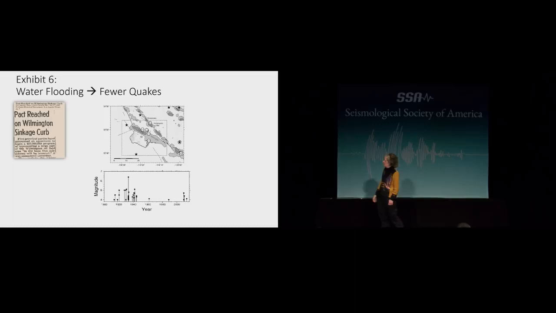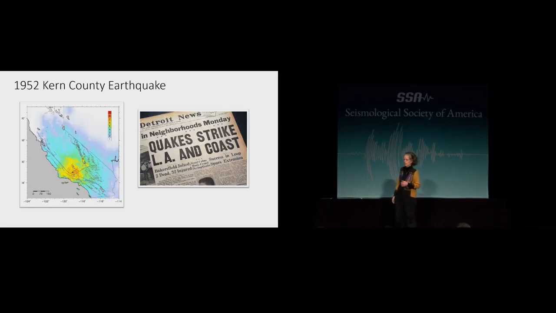Exhibit 6 is what happened after the mid-40s. There were pore pressure effects that we don't try to model that presumably inhibited ruptures. But then in the late 50s, there was a start of widespread water flooding, which would have balanced the pressures, and the LA Basin got quiet.